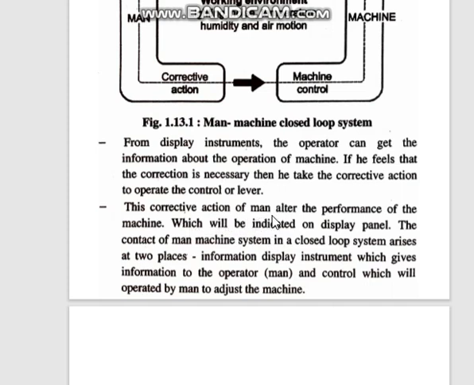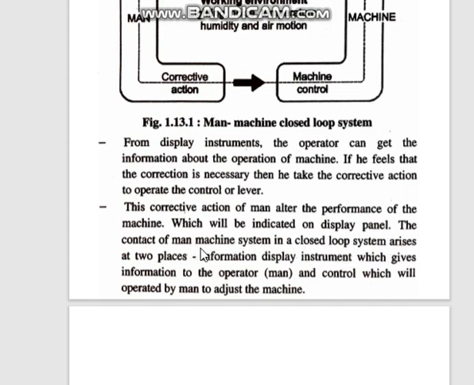This corrective action alters the performance of the machine. Whether you have to stop the machine, slow the machine, or whatever you have to do, you will do it, which will be indicated on the display panel. Again, if the machine has done something, it will display. Suppose you have braked on the motorcycle, your speedometer, which was going at 100 kilometers per hour, may come down to some 30 kilometers per hour. The display is seen in the speedometer.